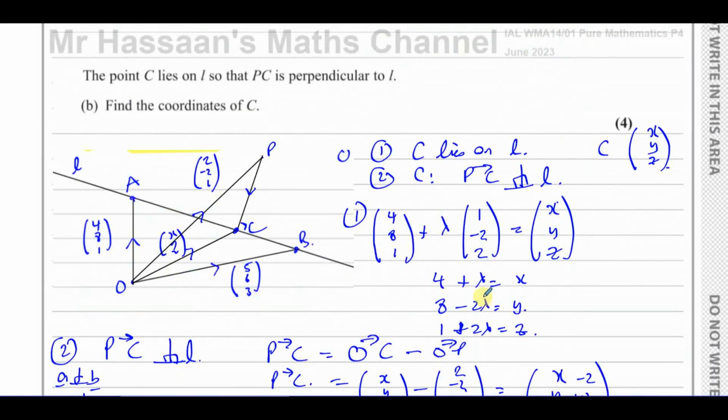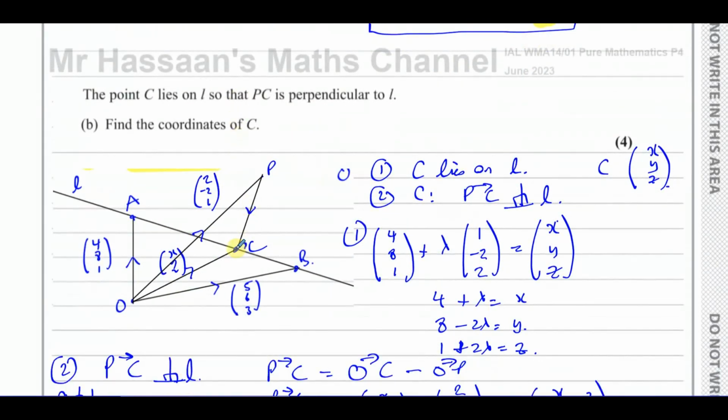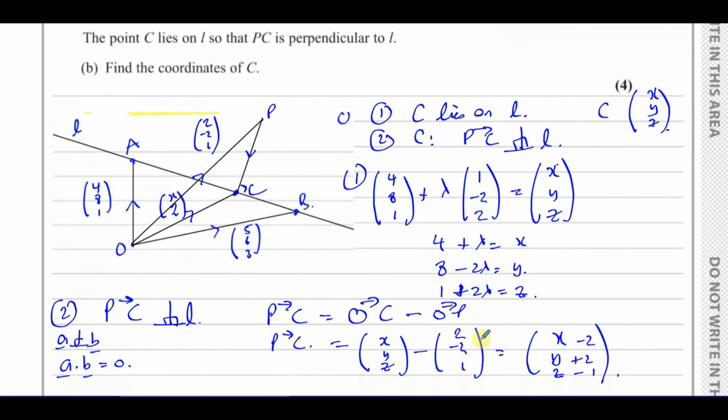And then secondly, we knew that there's a point C lying on the line such that PC is perpendicular to the line. We knew the coordinates of P. We don't know the coordinates of C. We have to find it. So we know 2 things about the point C. One of them is that it lies on the line, so it satisfies the equation of the line. That's how we form these equations.